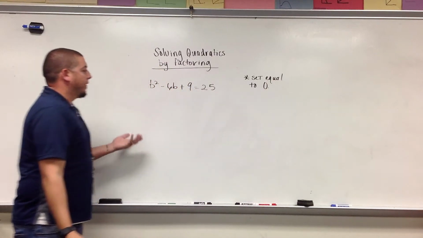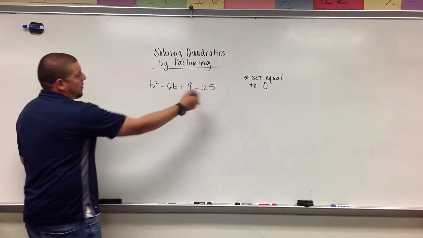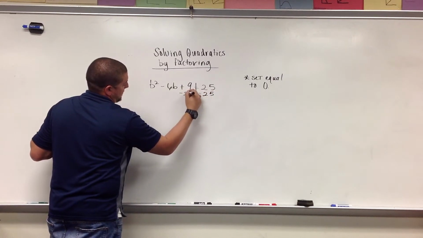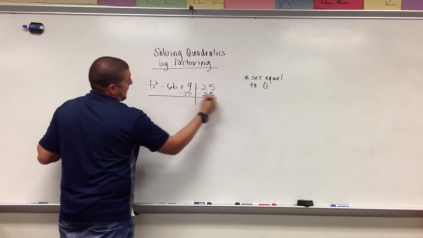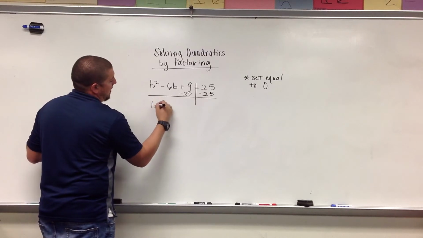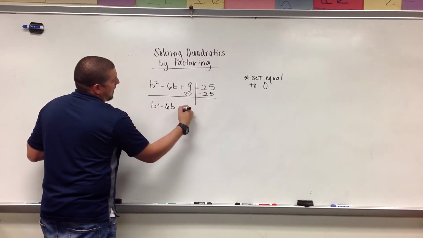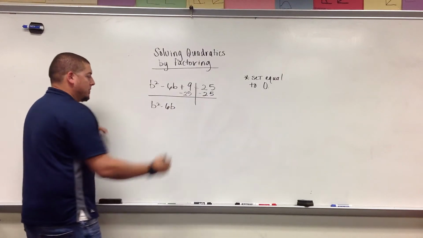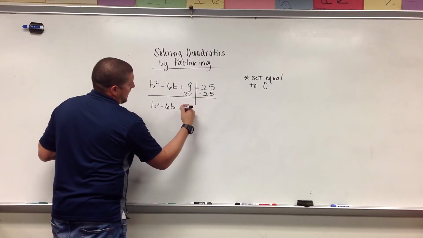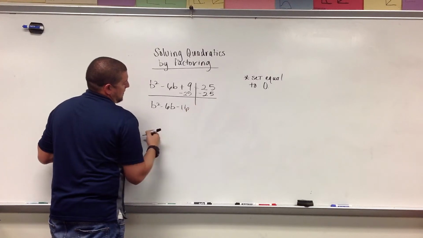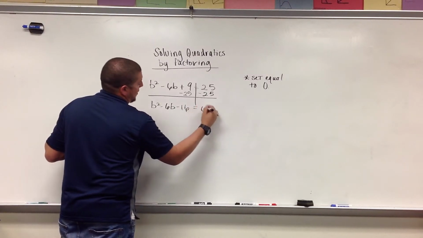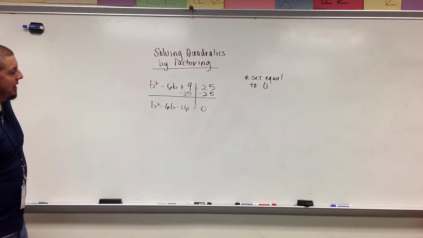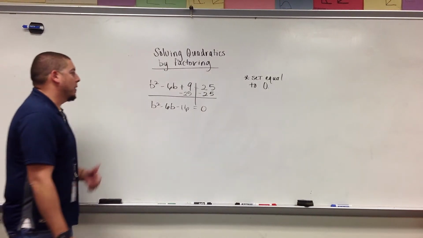So the first thing I need to do if I want to factor this is move this 25 over. I've got to subtract 25 from both sides. When I subtract 25 from both sides, that leaves me with b squared minus 6b, 9 minus 25 is negative 16, equals 0, right? Now if I want to factor this, it has to be set equal to 0, so now we're set equal to 0, and I can go ahead and factor this.